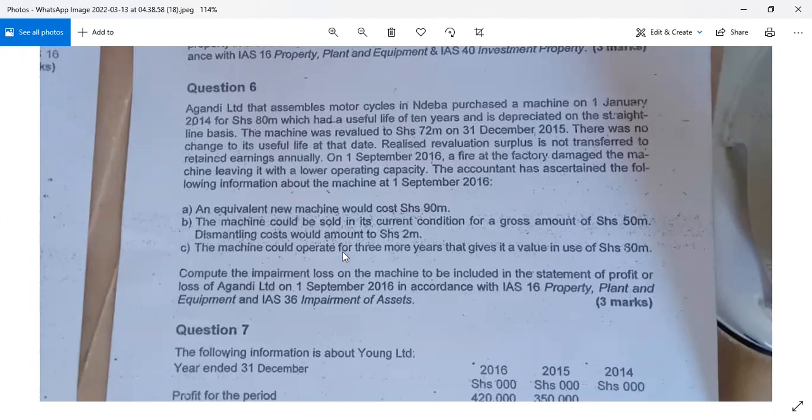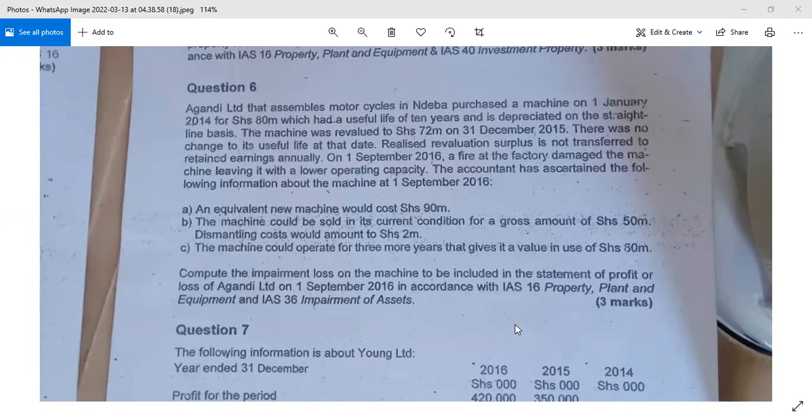So I know what I'm looking out for and I know what I want, right? So I will read and summarize my question, and later show you the worksheet. So summarize together. The question is, Agadi Limited that assembles motorcycles in Ndeba purchased a machine on 1st January 2014. Now I remember telling you in the last discussion that whichever date they give you is usually important in accounting 3. Very important in accounting 3. So always take it seriously.